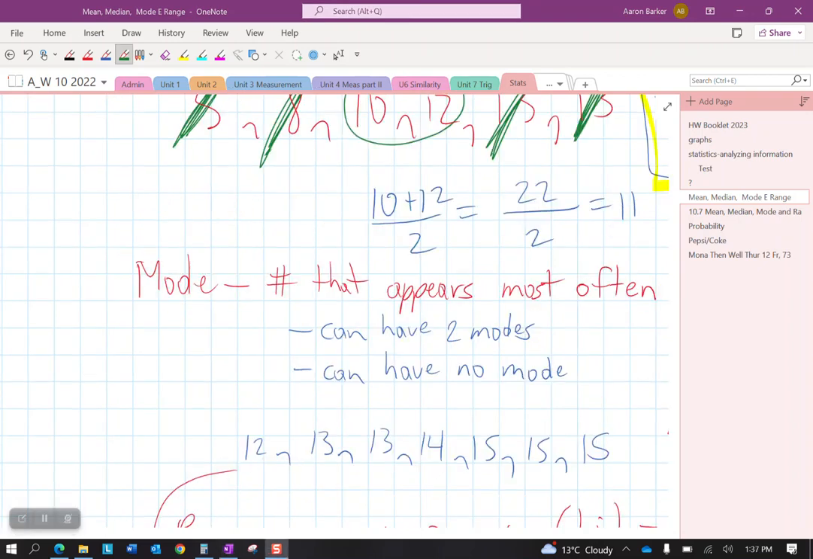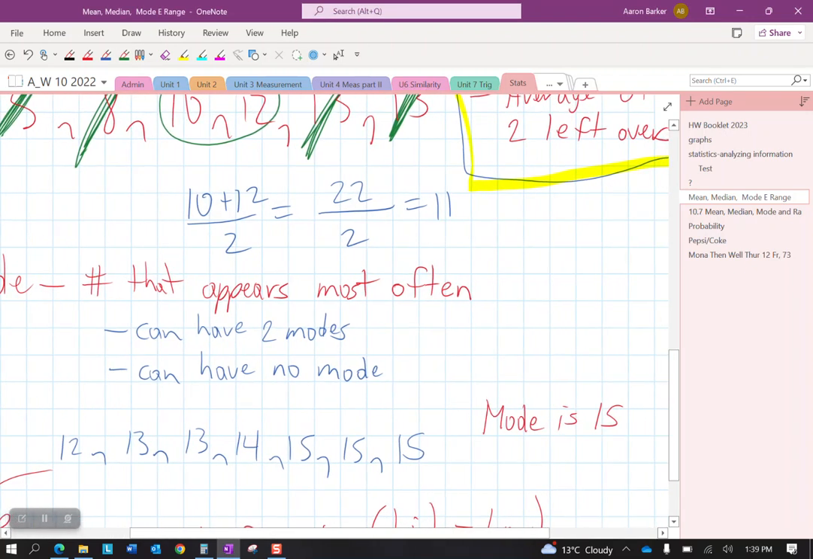Okay, so here we have a number set: 12, 13, 13, 14, 15, 15, 15. Write those numbers down. Okay, so the last one here, which number appears the most often? 15. So you write down your mode is 15.